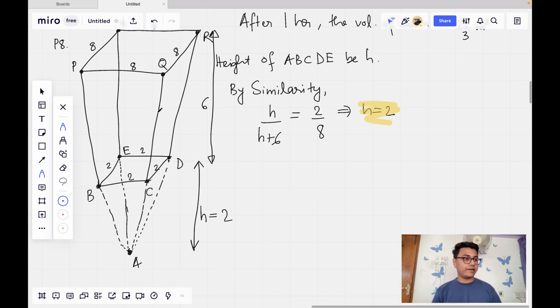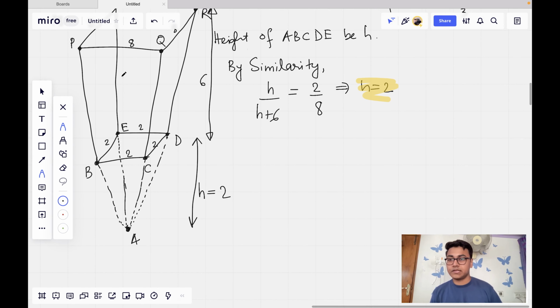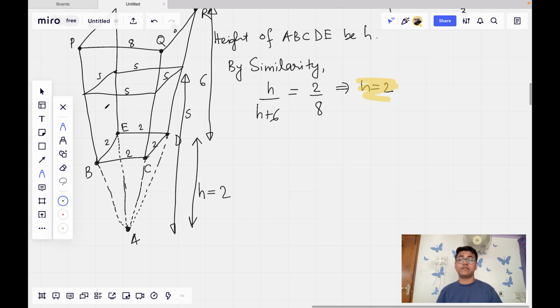In general, by similarity, you can prove that if this is a pyramid of height S, then the side length of this will also be S. The side length of the square base of this pyramid of height S will also be S. Okay, we'll use this pyramid now.